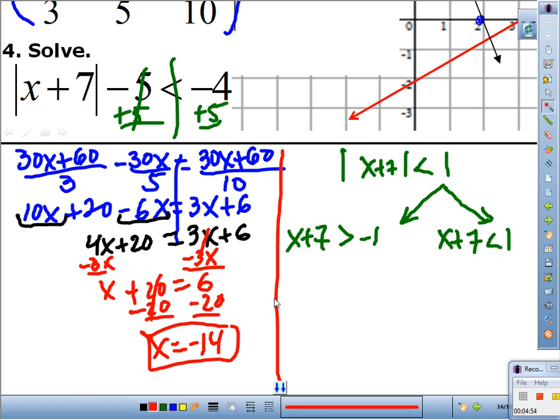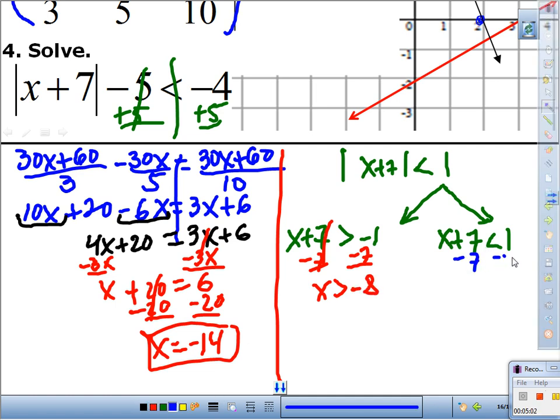Let's solve. Minus 7, x is greater than negative 8. Minus 7 minus 7, x less than negative 6. Let's graph this.